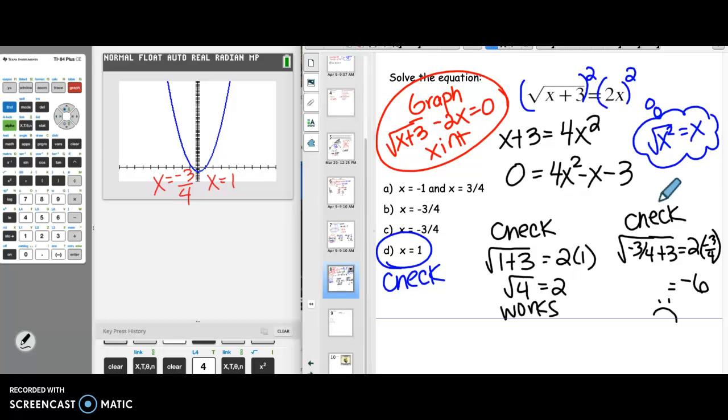So however you solve it, make sure you check your work with two solutions, because sometimes one of them is extraneous, it's called. That means it does not work in the original. One way to bypass that would be just to graph it at the beginning and look for your x-intercepts. So that's kind of a cool, fun one.